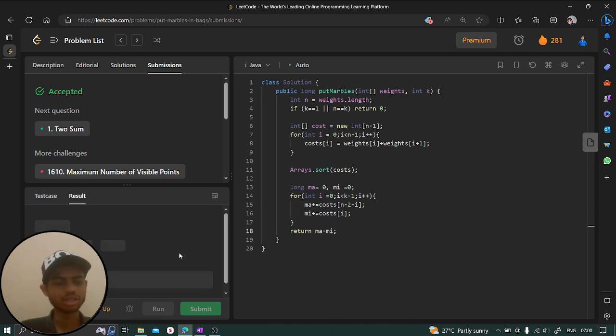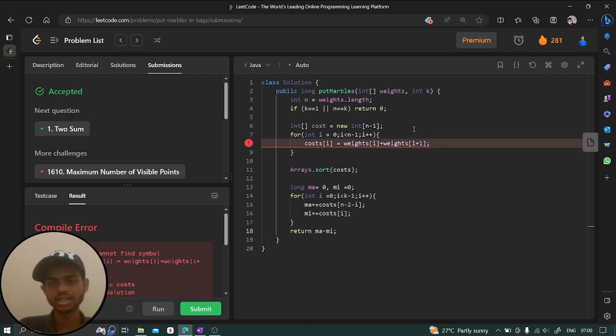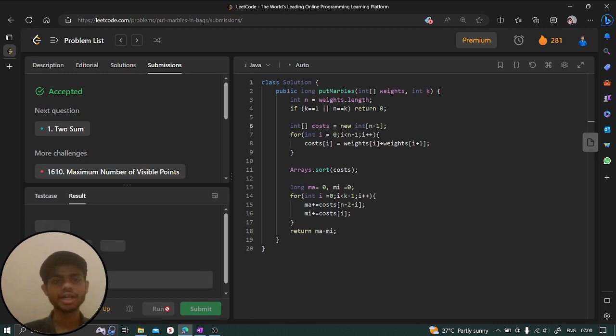I hope, guys, it should also work, right? But no, it's giving an error, which is nothing but weights of. So have we made a mistake over here? Error: can't find symbol. Cost. Now run, and it should work, right? Let's see. Yeah, it's working fine.